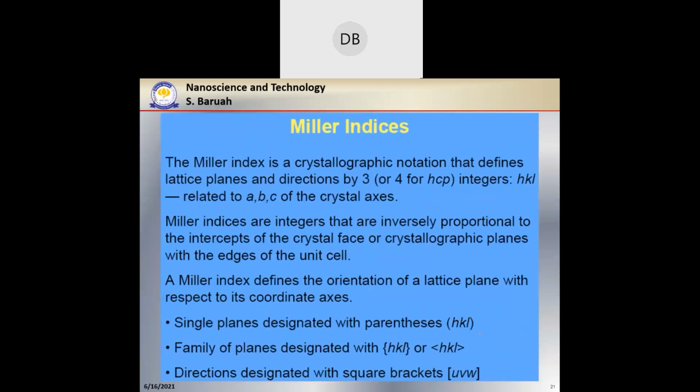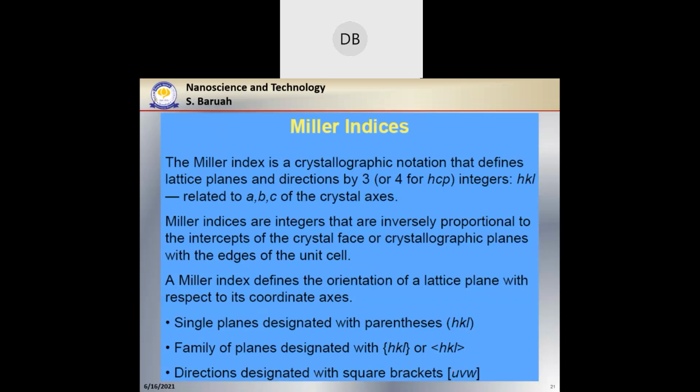When we're talking about these planes, we use the first bracket. Family of planes are designated with this one. Like I told you, one plane can have multiple parallel planes, then we call it a family. So if we are talking about the whole family, we will use these brackets, either this bracket or this one. And if you're talking about one single plane, we will use this one.